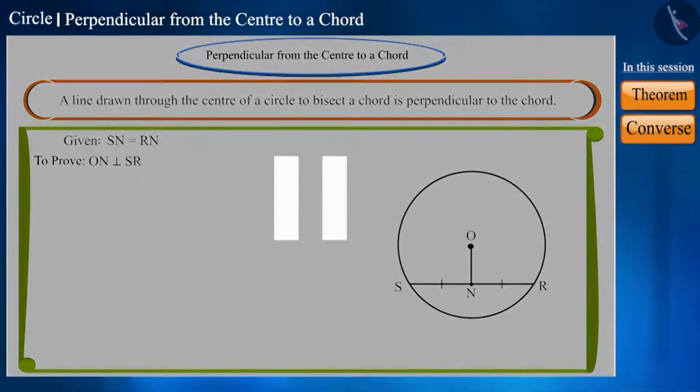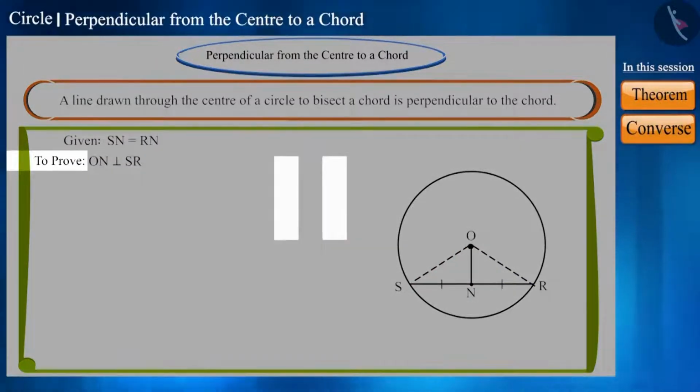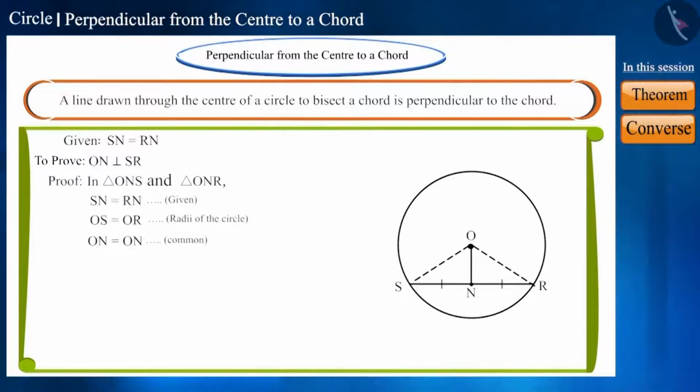How will you prove this? You can pause the video and think. Friends, if we join these 2 points with the center, we will get 2 triangles, triangle ONR and triangle ONS. Can we prove them to be congruent? Yes. Pause the video and do it yourself. Friends, you will find that these 2 triangles are congruent according to the side-side-side criteria or the SSS congruence rule.